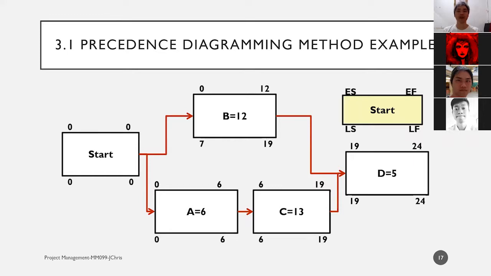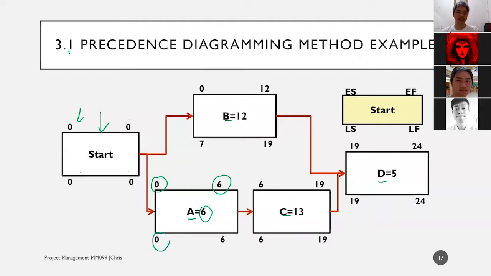So we have 5 activities. The start box here is all showing 0. And we have 4 other activities: activity A, activity B, C, and D. The way that we're going to read this is like this. Activity A and B can start. Activity A can have an earliest start at 0, earliest finish at 6 days because the duration is 6.